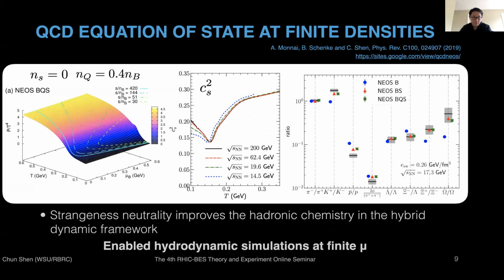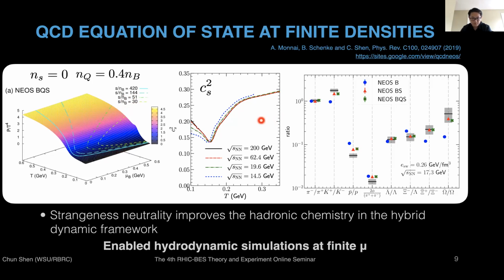Here I show one work that we have done to build such an equation of state, which imposes strangeness neutrality and also requires the electric charge density to be 0.4 times the baryon density, which is the approximate average condition for heavy ion collisions of gold-gold and lead-lead. Here I show a 2D contour plot of the pressure over T to the fourth as a function of temperature and chemical potential. The lines here indicate curves of constant entropy per baryon in this equation of state.